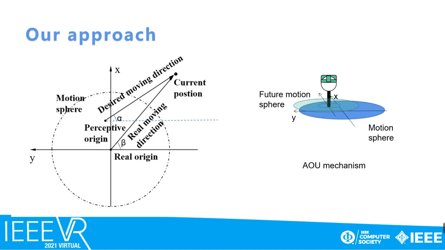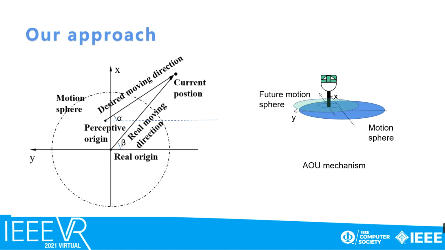As shown in the figure, in some cases, the user may move to the perceived origin and treat it as a real origin. Then, when the user moves to the current position, the real moving direction will be different from the designed moving direction. Therefore, we propose the AOU technique to eliminate this deviation.